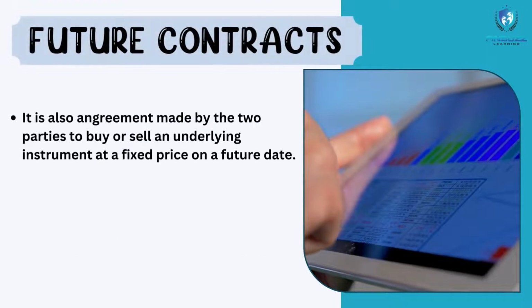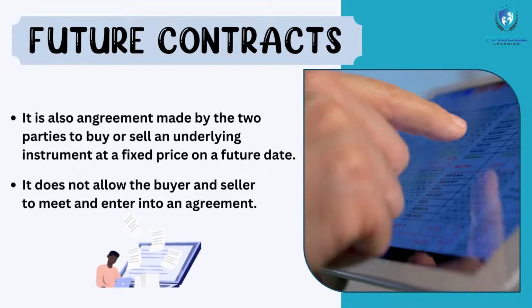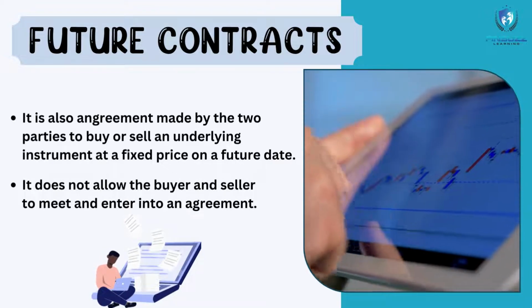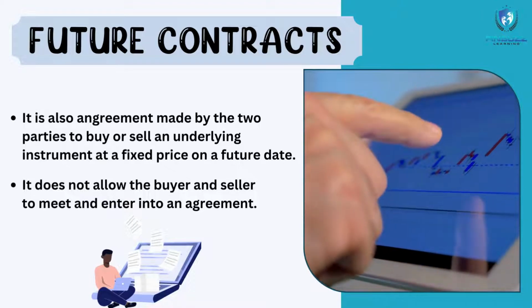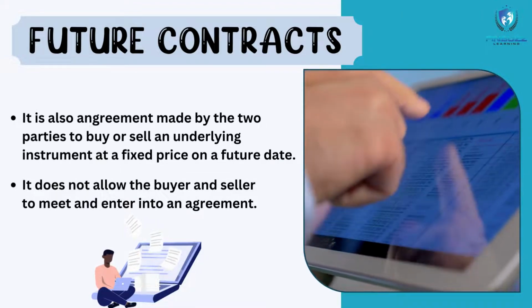The next type of derivative is the futures contract. These are similar to forward contracts. Futures contracts prohibit the buyer and seller from meeting in person and concluding a deal. The exchange mode is used to finalize the purchase.